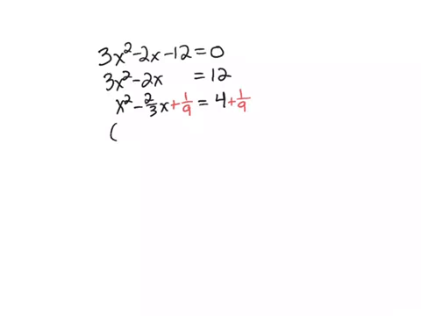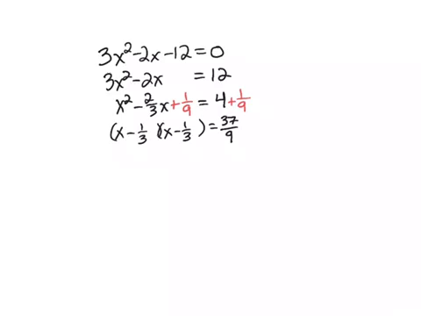Then we're going to take that new quadratic and factor it. So it's going to give me x minus 1/3 and x minus 1/3. And here we got 37 over 9.